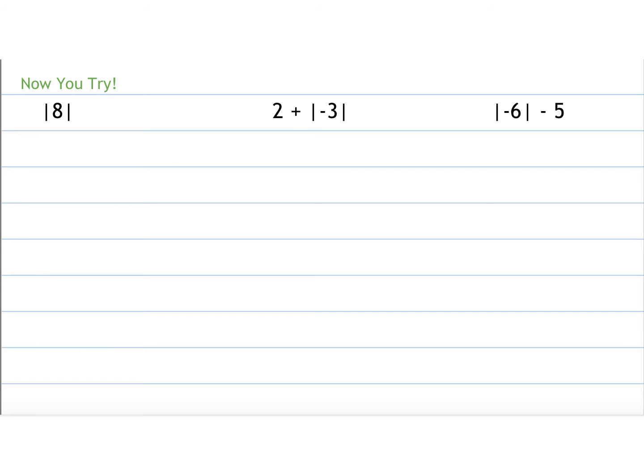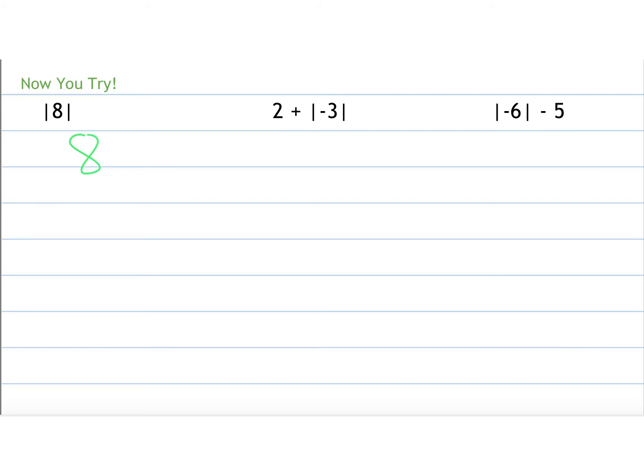Pause, copy these problems down, and try them on your own before you watch through. Again, those are the absolute value bars. So the first one, the absolute value of 8. If we look at a number line, 8 is 8 spots away from 0, so that would be our answer.